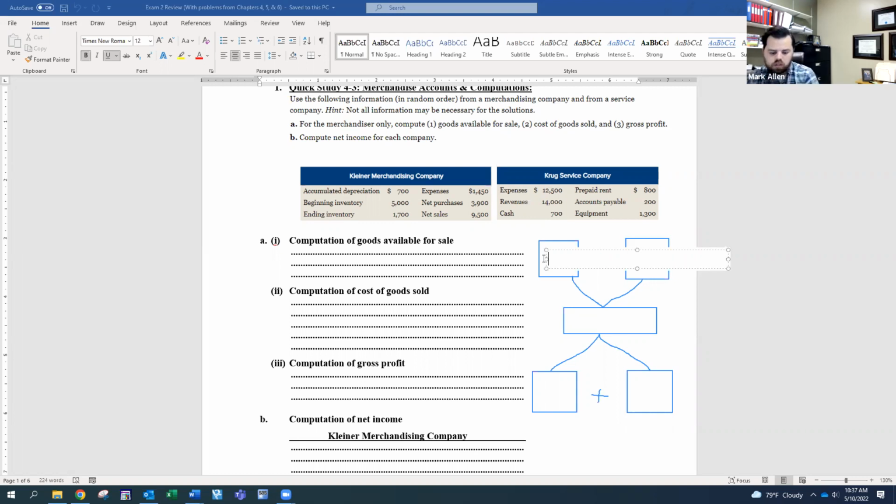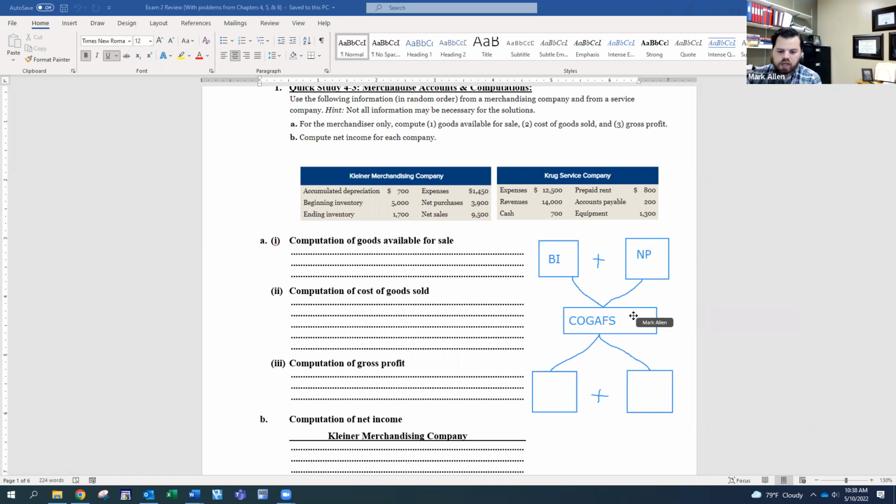Now, what goes in this first box is my beginning inventory. What goes in this second box is my net purchases. Now, whatever I began with, plus whatever I bought, that's the stuff that I have available. This is what's called cost of goods available for sale, COGAFS. That's what we have. That's what we're dealing with right there.